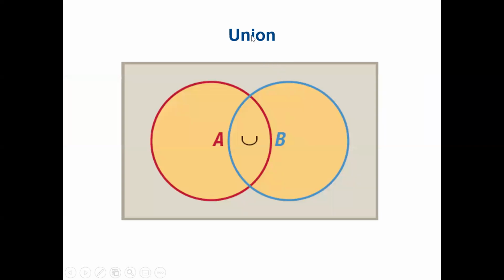And so, an example of a union using the Venn diagram: everything within the A and B circles. So event A is the red circle, event B is the blue circle. So the union of events A and B is everything in A and B.